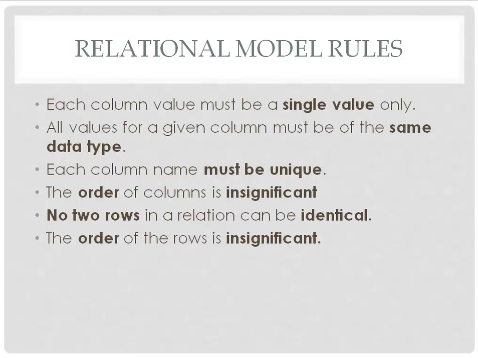The order of the columns is basically insignificant because you're going to use your application to sort the order of your records. You don't really need to do that in the database. No two rows in a relation can be identical, and the order of rows is also insignificant because you can manipulate that through code.